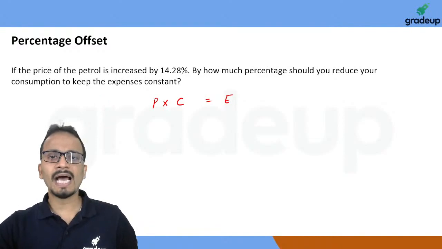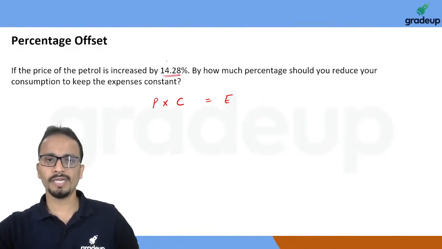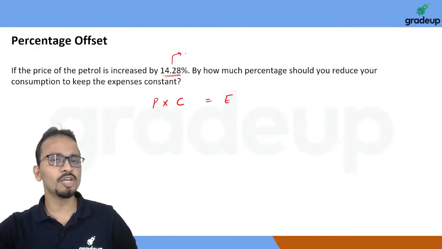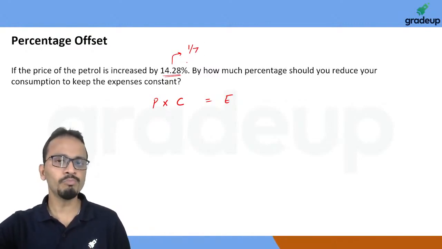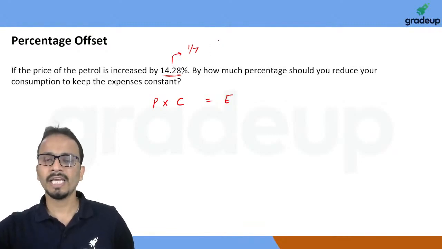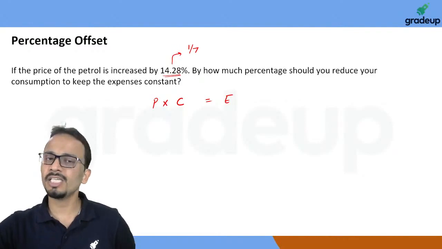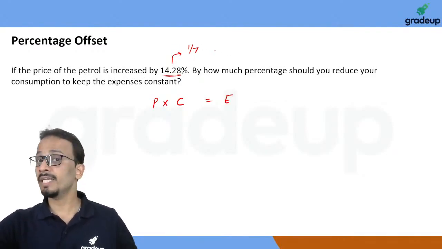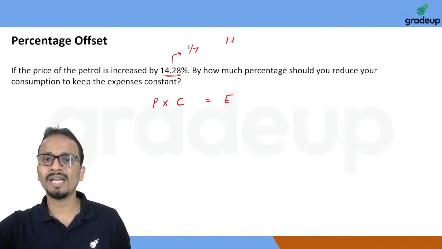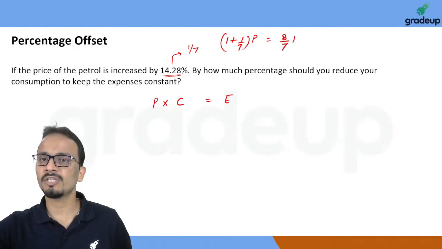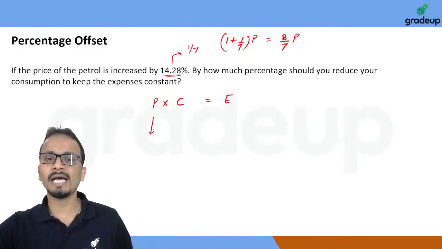Now the question says that price has increased by 14.28. What is the fraction equivalent of 14.28? It is 1 by 7. So if P was the original price, it has increased by a 1 by 7 fraction. Increasing by 1 by 7 means the new price will become 1 plus 1 by 7 times the original value, that is 8 upon 7 times the original value. So P has now become 8 upon 7 P.